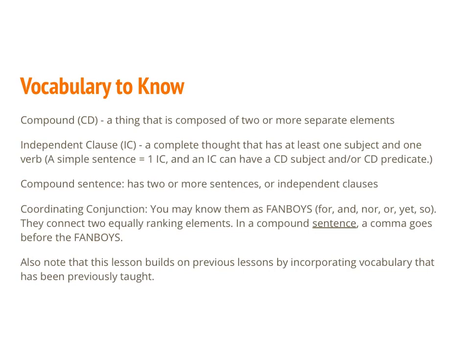A coordinating conjunction, which you may know as fanboys, can connect, they do connect, two equally ranking elements. Those elements can be a word, they can be a phrase, they can be a direct object, they can be clauses. In a compound sentence, a comma will go before the fanboys if the two independent clauses are connected by fanboys, that is. Also note that this lesson builds on previous lessons by incorporating vocabulary that has previously been taught.